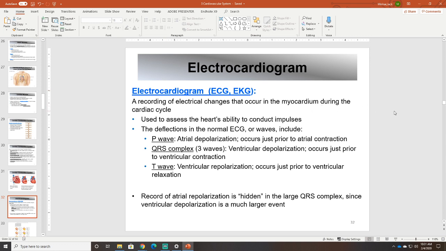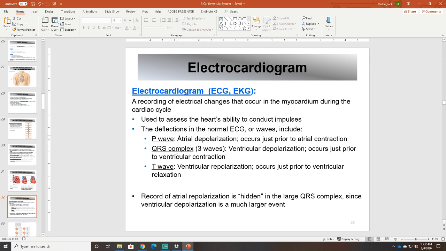All right, so the ECG is a recording of the electrical changes that occur in the myocardium, or the heart muscle, during the cardiac cycle. And it's used to assess the heart's ability to conduct impulses. So there are deflections in the normal ECG or EKG wave, and we should be familiar with the P wave, the QRS complex, and the T wave, and we will see these in a second.